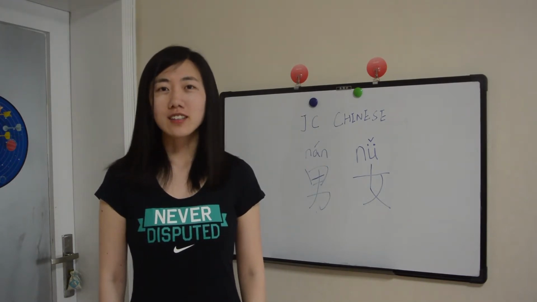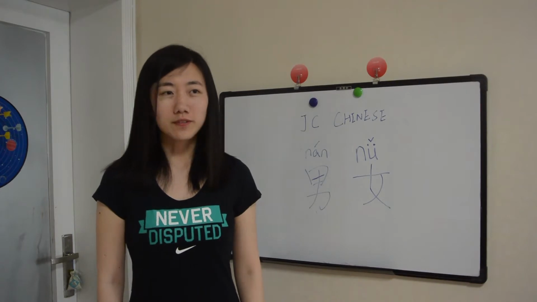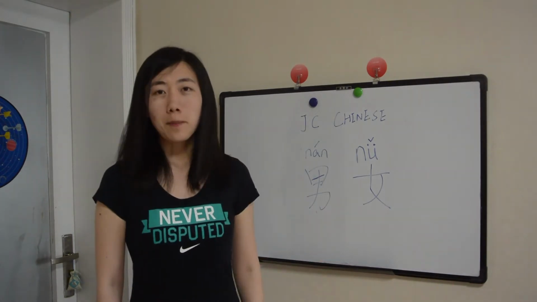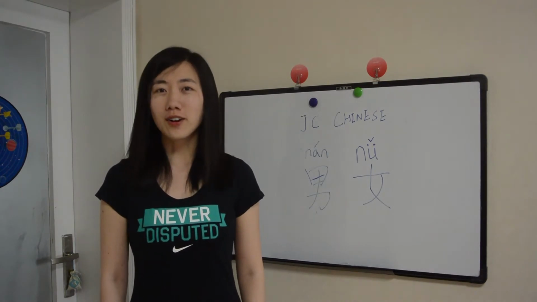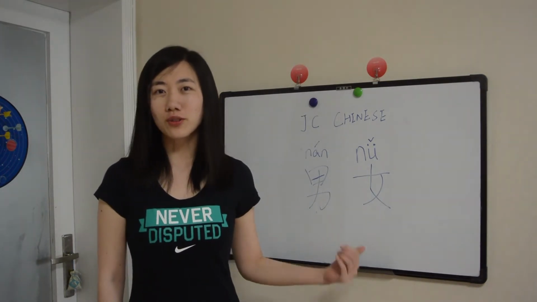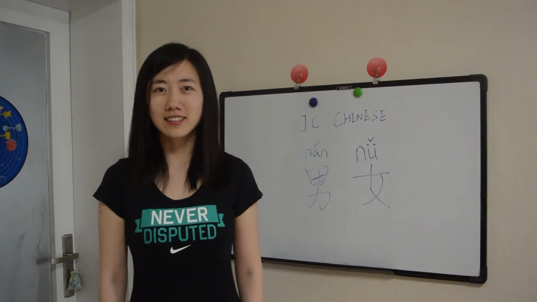In this video, we are going to learn two new Chinese characters regarding gender. They are 男 and 女. 男 means male, 女 means female. Now let's write those two characters together.